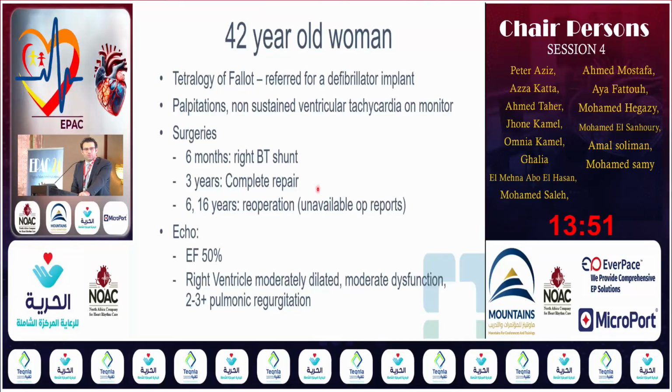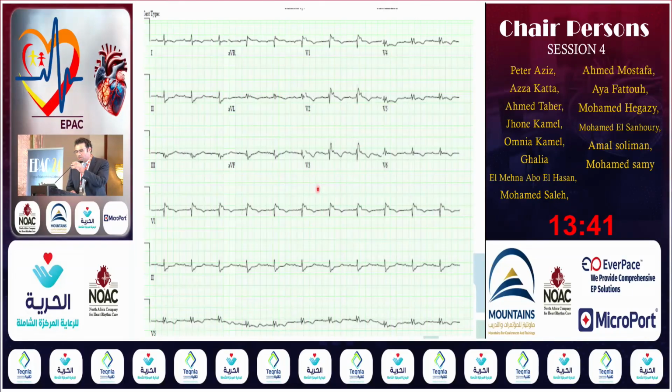Her echocardiogram showed a left ventricular ejection fraction of 50%, and her right ventricle was moderately dilated. She had moderate RV dysfunction and 2 to 3 plus pulmonic valve regurgitation. When you look at her ECG, you can see this classic right bundle branch block morphology with significant fractionation within the QRS, as you can see in the precordium and in the inferior leads.